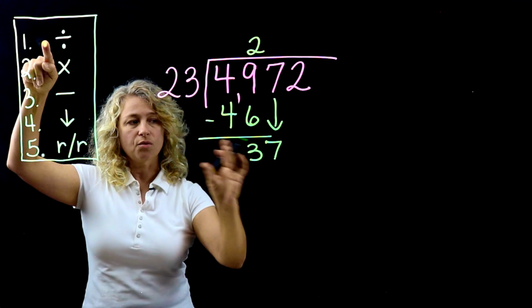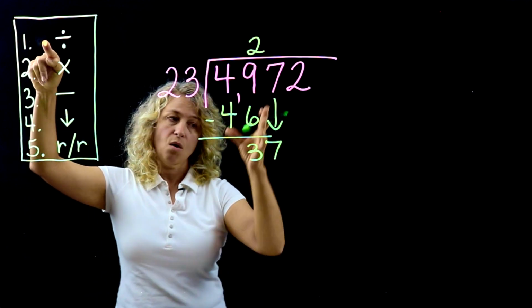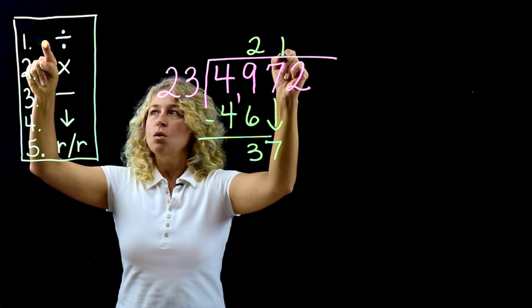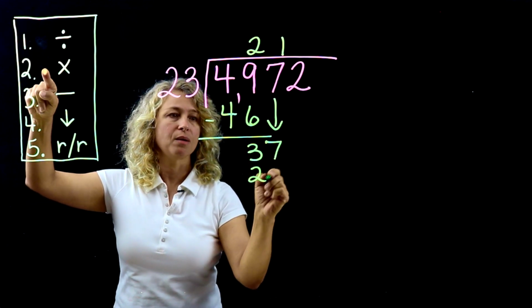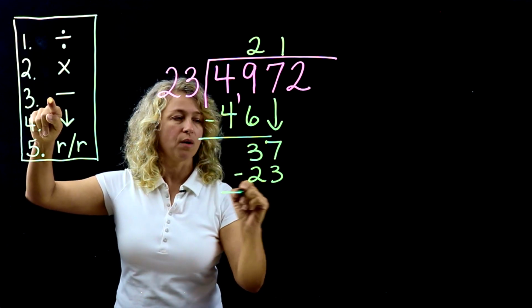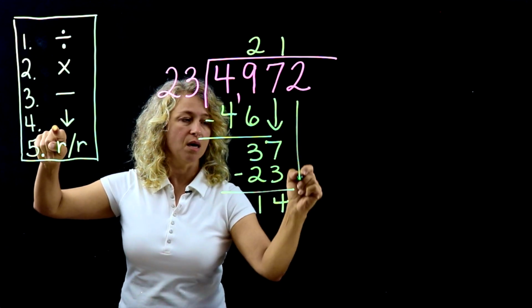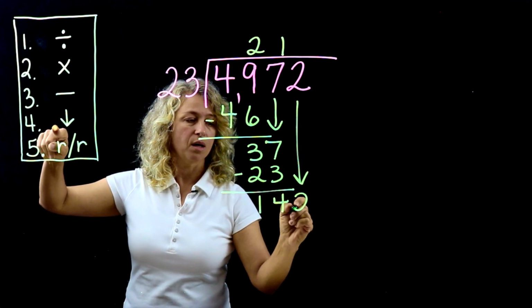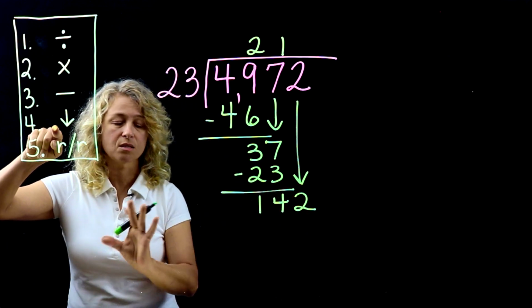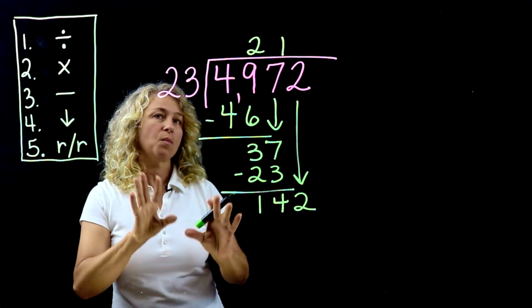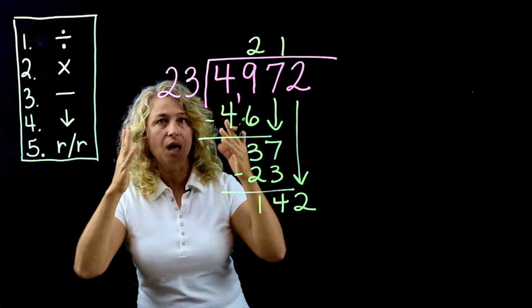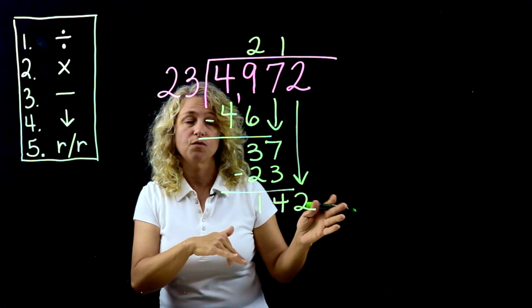Okay. 23 will go into 37. It won't go 2 times though, will it? So 1 time, multiply, subtract, and bring down the next number. Now this is where I'm going to stop and take a moment to look and think and estimate in my head how many times 23 will go into 142.